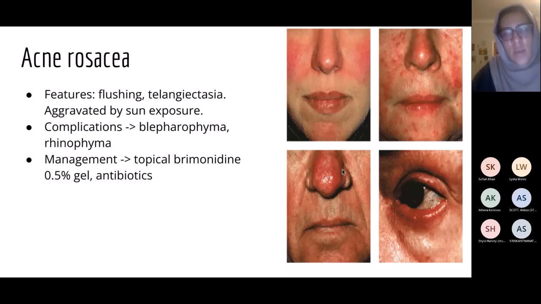The management of it, so if it's just this kind of redness, you might want to try topical brimonidine gel, which can help with, I think, reducing the dilation of the vessels. And if things start becoming escalated and you start getting these kind of complications, that's when you can start using antibiotics. You can use doxycycline or metronidazole, sorry, for these more severe cases of acne rosacea.